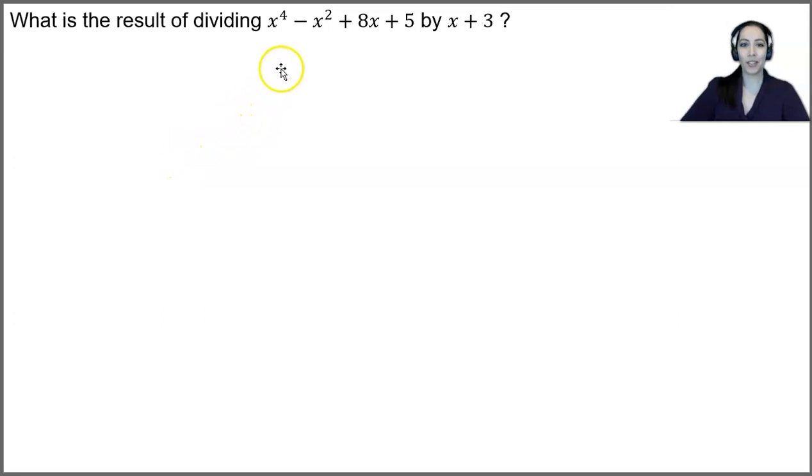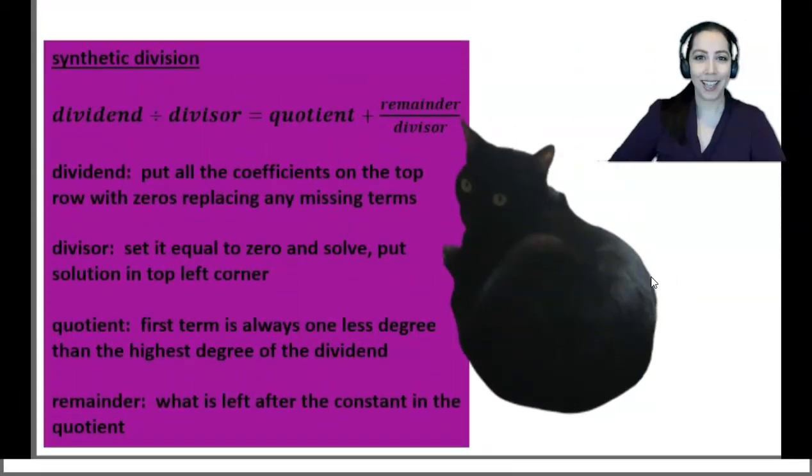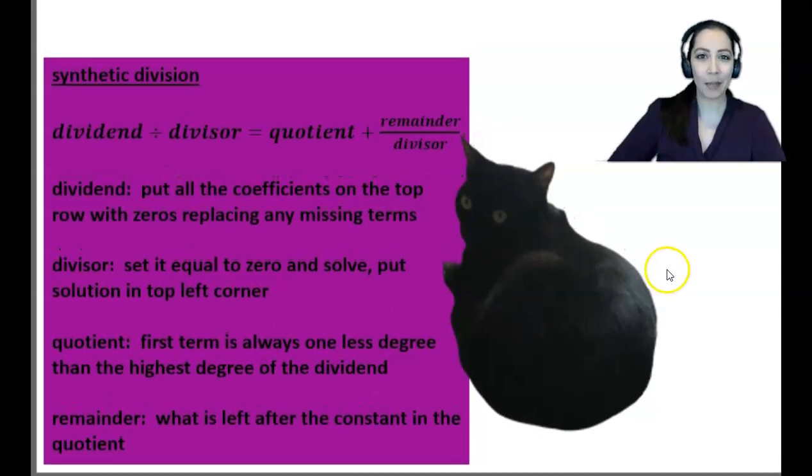What is the result of dividing x to the fourth minus x squared plus 8x plus 5 by x plus 3? I'm here with Chloe for her latest tips and tricks.